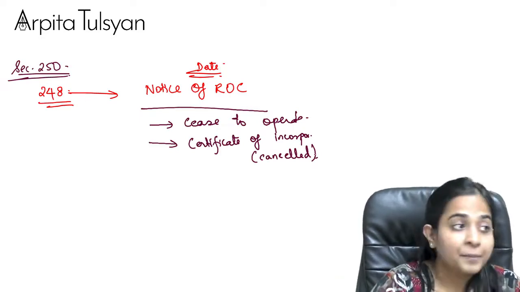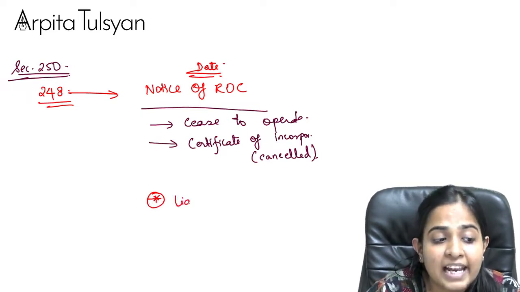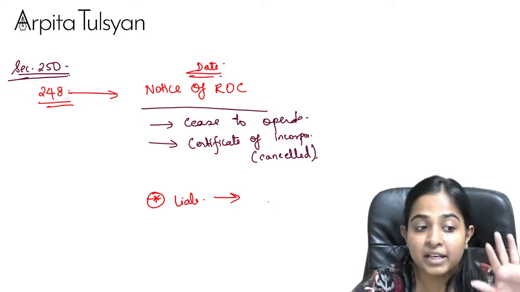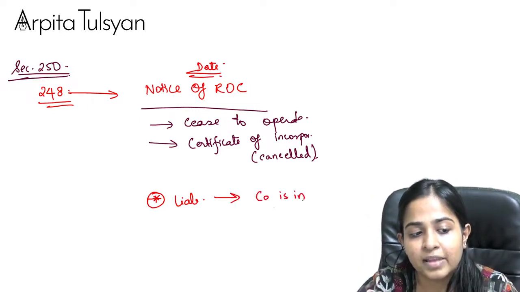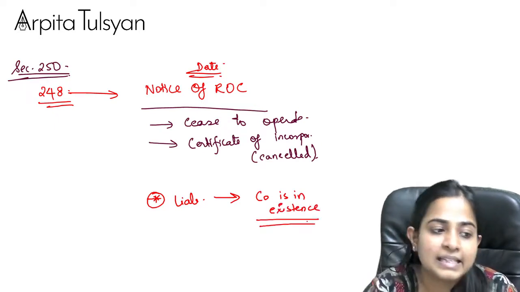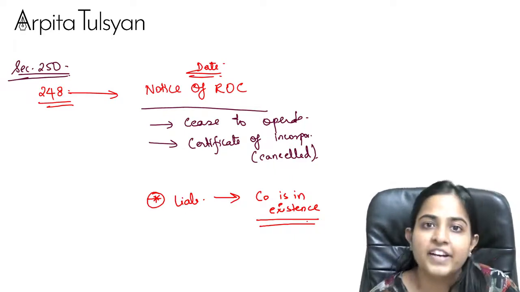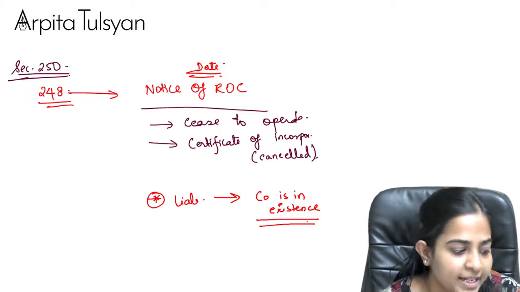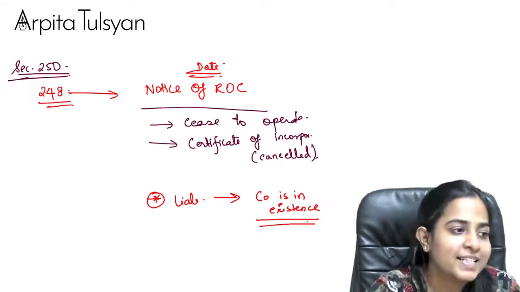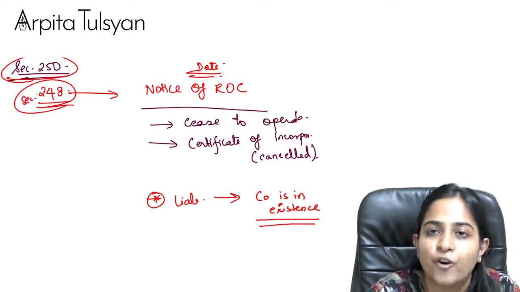Certificate of incorporation would have been given to you in the beginning, so that will be deemed to be cancelled, right? But very important thing, to protect the interest of the creditors, if there is any liability which is still pending, for that we will assume that the company is in existence. We will treat that the company is still in existence. Very clear with this, everyone? Yes. So this is basically the after effect of section 248.